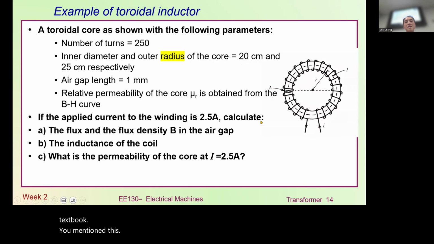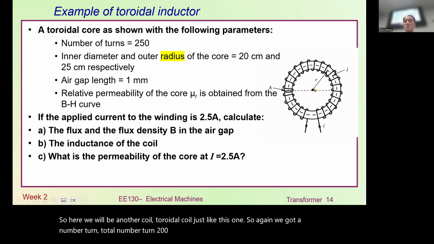So here we have another coil, a toroidal coil, just like this one. Again, the total number of turns is 250. The inner and outer diameters are 20 centimeters and 25 centimeters. We do have some air gap in here, assume 1 mm.